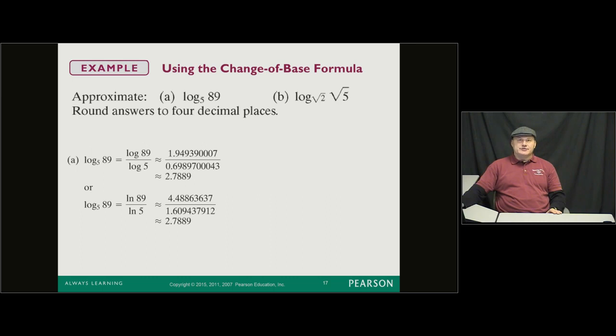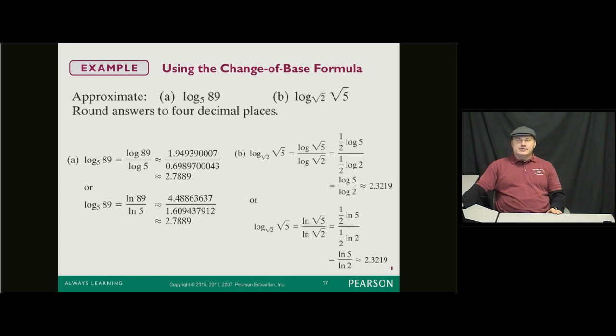But look at their answers. Their ratios are the same, 2.7889. But look at the numerators and look at the denominators. They're not the same values. So that's what I was discussing a while ago, that the numerators and denominators are not necessarily the same. So the log of 5 is not the same thing as the natural log of 5. But when you divide them out with their ratios, they give you the same decimal equivalent.